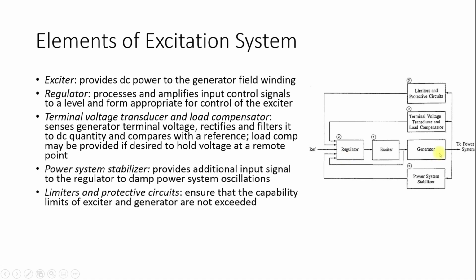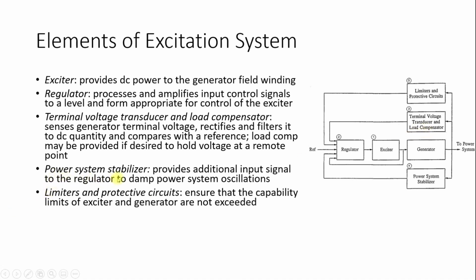Now you have seen that a typical generator is connected to the system with the help of a step-up transformer. Now there are 2 points from where you can control the voltage. The first point is the generator terminal voltage itself, which is the LV side of the step-up transformer. Or you may want to control the voltage at the HV side of the transformer, or the transmission side of the generation. If you want to control the voltage at the remote bus, because this transmission bus is not the bus where the generation is being generated, then you will require this load compensator.